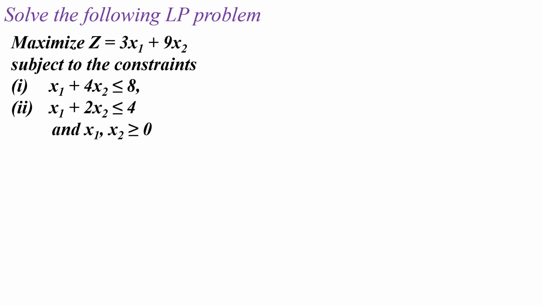Now we will discuss one example problem for degeneracy in LPP. Let's see the problem. Maximize z equal to 3x1 plus 9x2 subject to the constraints x1 plus 4x2 less than or equal to 8, x1 plus 2x2 less than or equal to 4, and x1, x2 greater than or equal to 0. Let's see the solution.